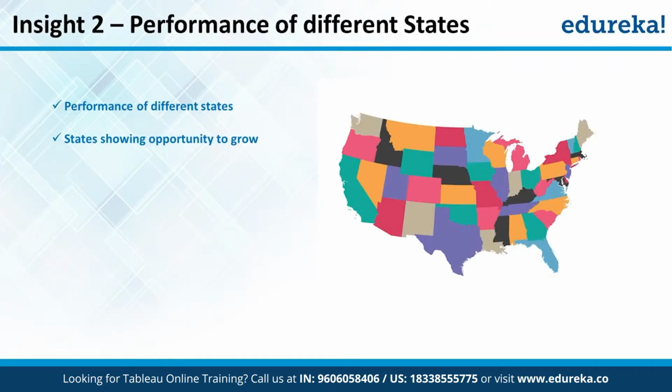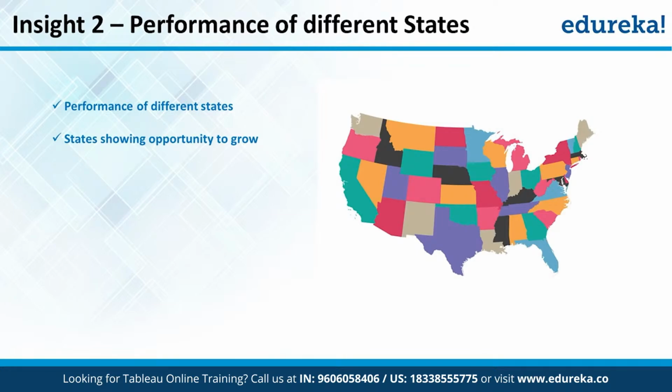So let me tell you what was the second question which we were supposed to answer. How different states have performed so far. Now that we know how regions have performed, we want to drill down to states, right? So how different states have performed so far, which states are showing promise to grow, and in which states the investors should stop investing?